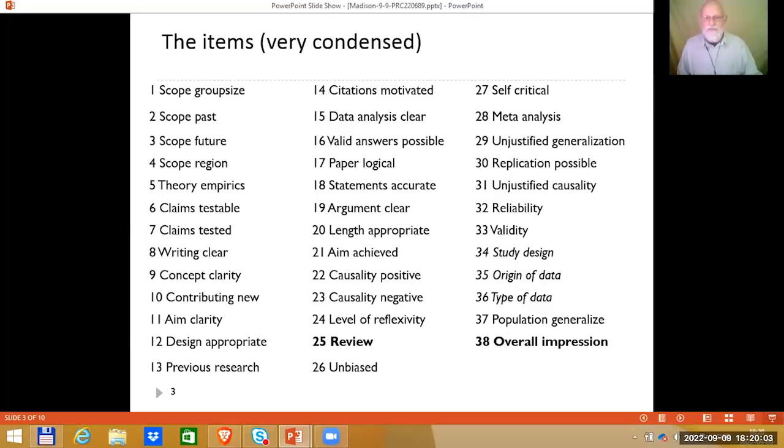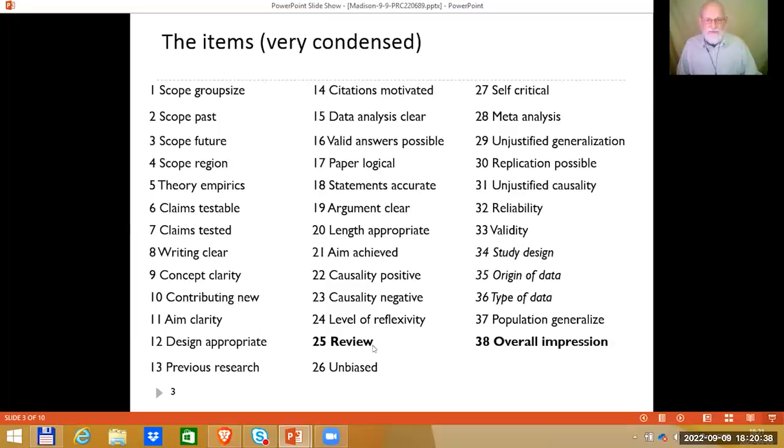You can see that there are 38 items here. Most of them are Likert scale items that are rated on a 5-point scale on how much you agree or do not agree with the statement. And of course, you can't see the statements here. This is just a label for each item that you see on the screen right now. But in bold, we see first here that there is this review item, which is essentially that I would recommend to accept this for publication.